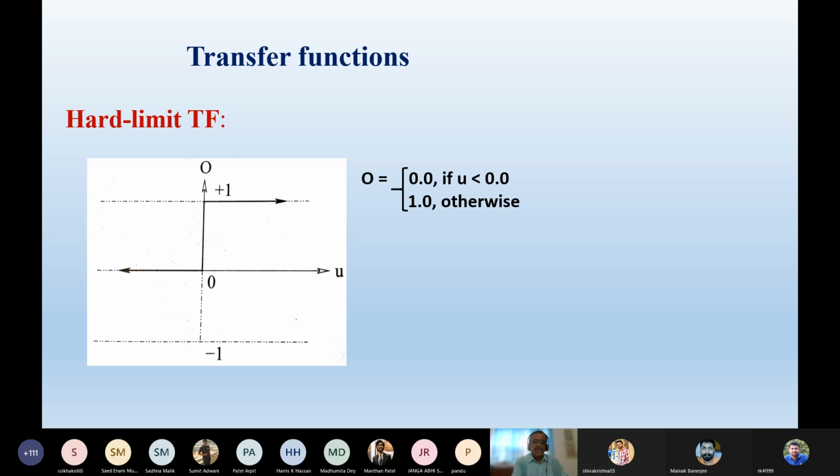Now this output equals 0 if u is less than 0. You can see that output equals 0 if u is less than 0. Otherwise, the output is 1.0. So either it is 0 or it is 1.0. Either it is off or on. So either 0 or plus 1. This is called the hard limit transfer function.